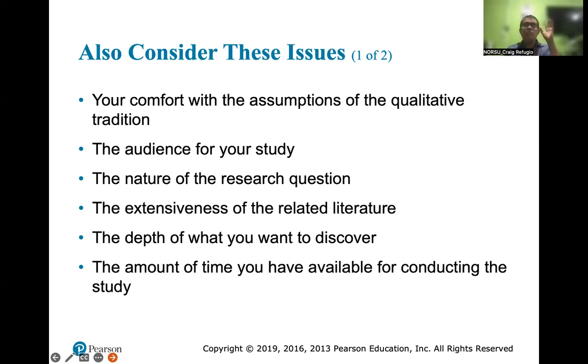Because based on the question that you have, based on the specific statement of the problems, and even the general statement of the problem, we can already identify whether it is a quantitative research design, a qualitative research design, or a mixed research design. Next is the extensiveness of the related literature. If you remember in the research cycle, the first one is identification of a research problem, identification of a research issue or a need.